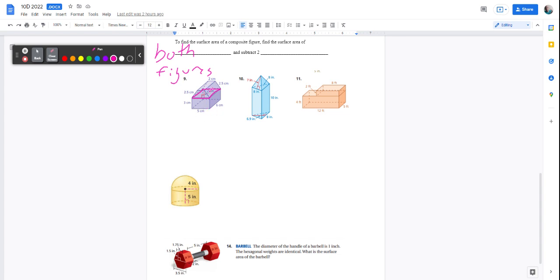Well, when these two figures go on top of each other, now all of a sudden this thing is not showing from the trapezoidal prism, and this thing is also not showing from the rectangular prism because they're on top of each other. So we have to subtract the two overlapping areas. When we find the surface areas for both of those, we're going to subtract the overlapping area twice.